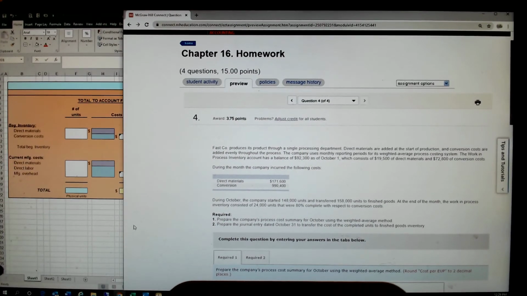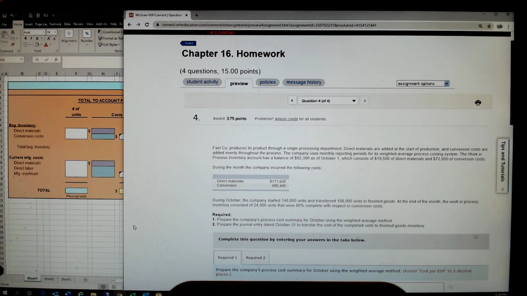It says Fast Company produces its product through a single processing department. Oh, well, good. Single process. Direct materials are added at the start of production. Okay. Conversion costs are added evenly throughout. Company uses the monthly reporting periods for its weighted average. We always use weighted average.